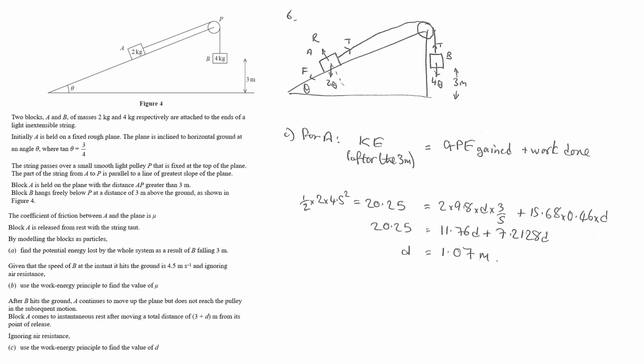So all that came to 20.25, which is equal to the mass times g times d, and we want the sine, times that by the sine to work out the vertical displacement, plus, now we know what the mu is, the reaction times mu times d. And I simplified it and I worked out d as 1.07 meters.